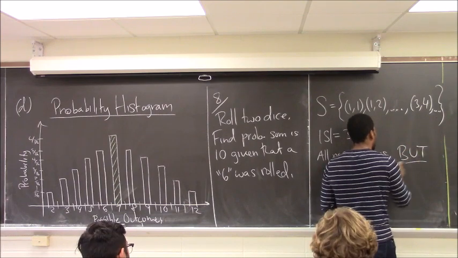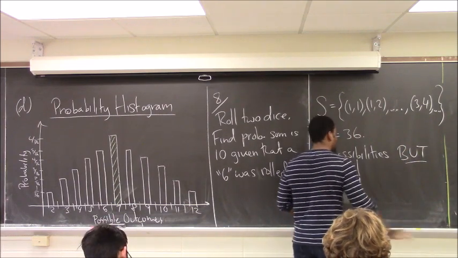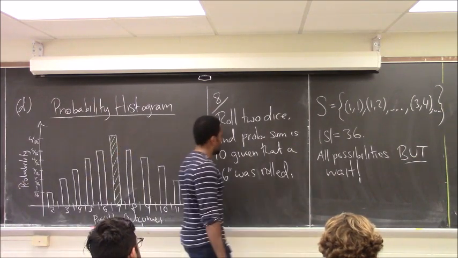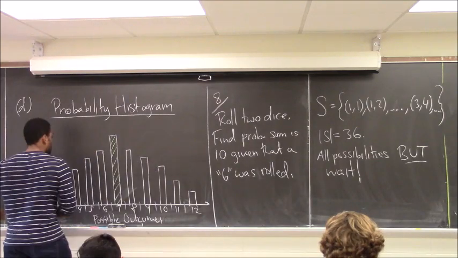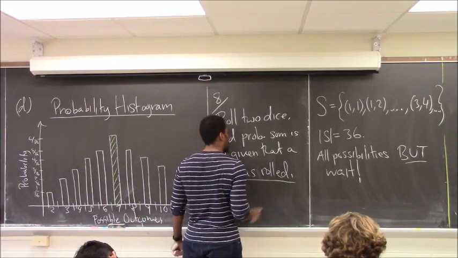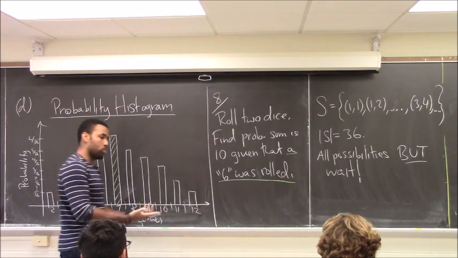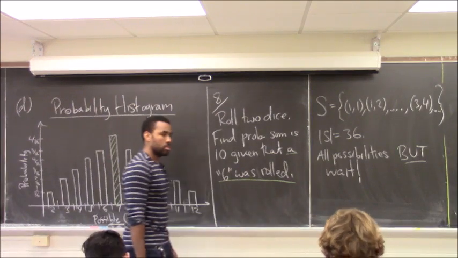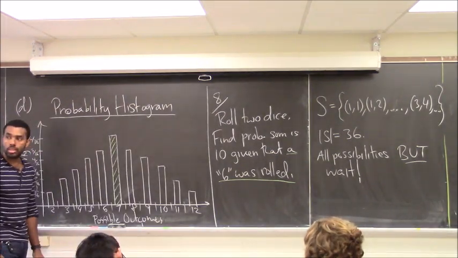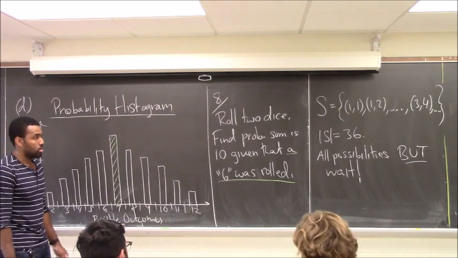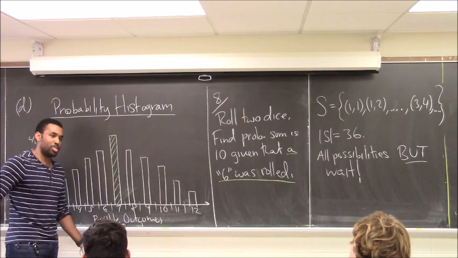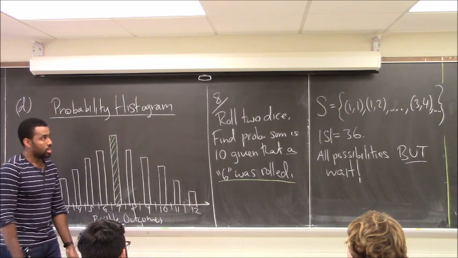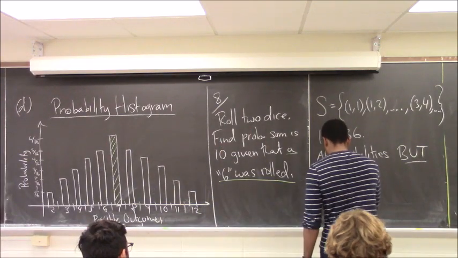Wait. Hold the phone! Stop everything! We're given some extra information here, aren't we? We're told that a 6 was rolled. How do you put that information in? What does that mean? So is this B, a given B? We want the probability that the sum is 10. It means the sample space changed.